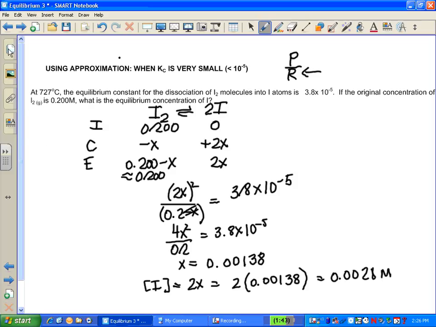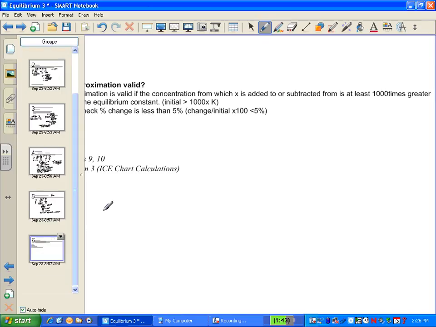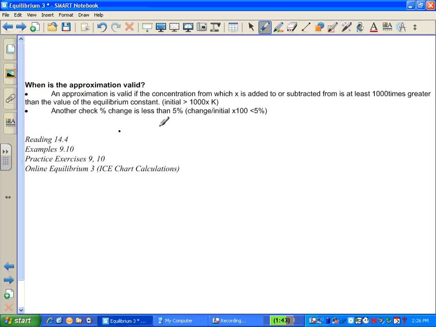In order to determine if your approximation is valid, what we can do is check to see if the change is less than 5%. So you're going to take your change, which is your x value, and divide by the initial. In this case, your change is 0.00138, your initial concentration was 0.2, and you're going to multiply that by 100. And what you're going to see is that that is far less than 5%, which makes it okay for us to have made this assumption.